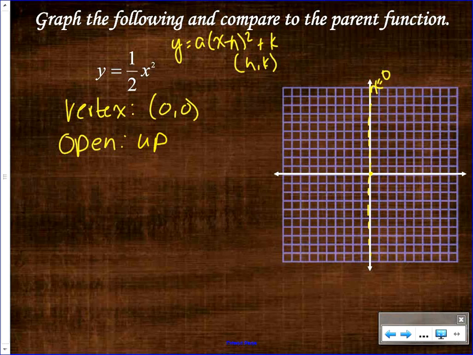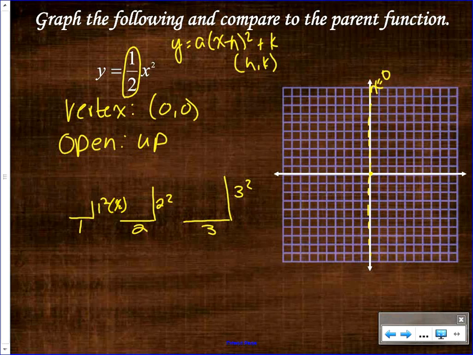Good. Okay, how do I normally get from one point to my next point? I go over 1 and how far? 1 squared. I go over 2 and up how far? Over 3, up 9. Right, that's my parent function. Always looks like that, right? So what does the 1/2 in front have to do? Multiply it by what? Take how far I normally go up and multiply by that number. Yes, dividing by 2 and multiplying by 1/2 is the same. So what's 1 squared times 1/2? Over 1, up 1/2.